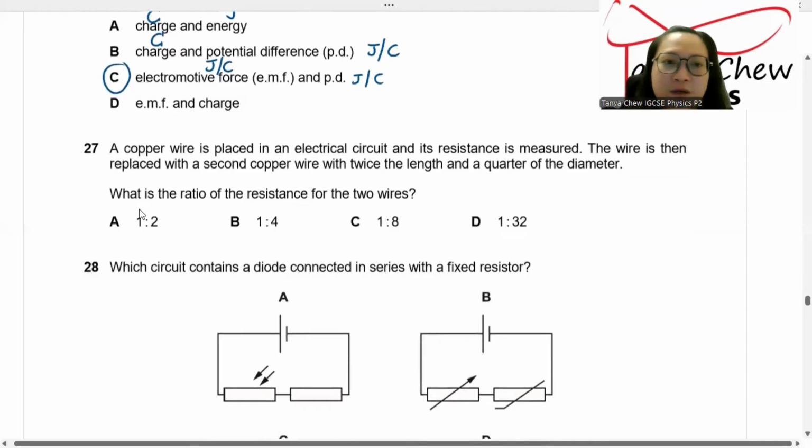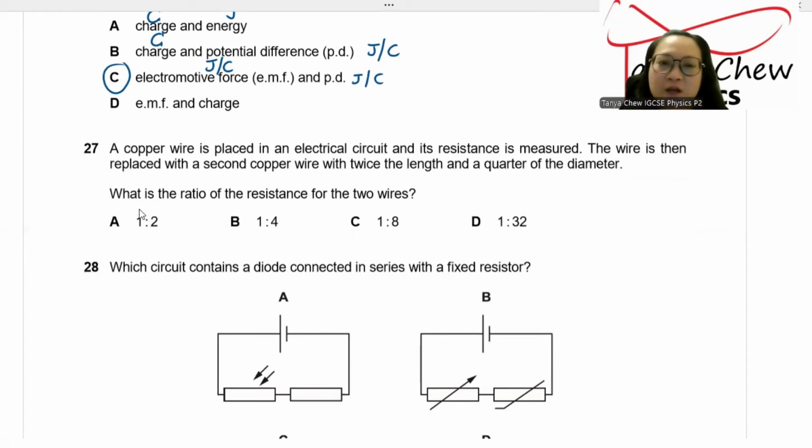Question number 27. A copper wire is placed in an electrical circuit and its resistance is measured. The wire is then replaced with a second copper wire with twice the length and a quarter of the diameter. Now, I have to write down the relationship between resistance and the other quantities. Resistance is directly proportional to length, and resistance is inversely proportional to cross-sectional area. But the problem is cross-sectional area is not being given.